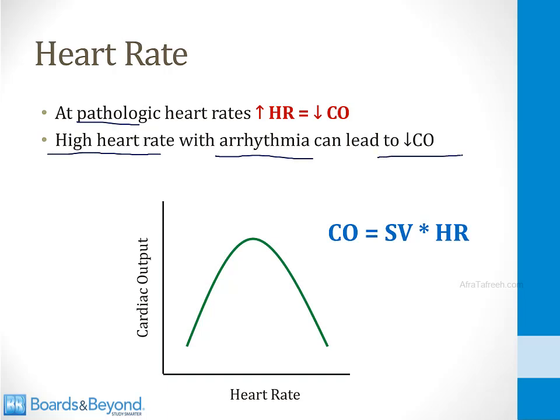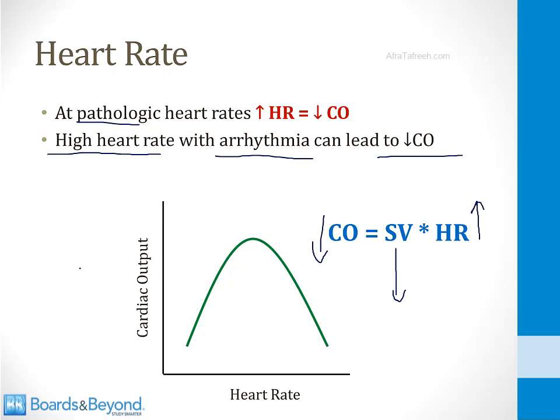In other words, at these very high heart rates, even though the heart rate is increased, the stroke volume has dropped dramatically. Thus, the product of stroke volume times heart rate begins to fall. That means the cardiac output gets low. What this means is that some patients with cardiac arrhythmias can develop hypotension and shock, and this usually happens when the arrhythmia results in a very rapid heart rate.